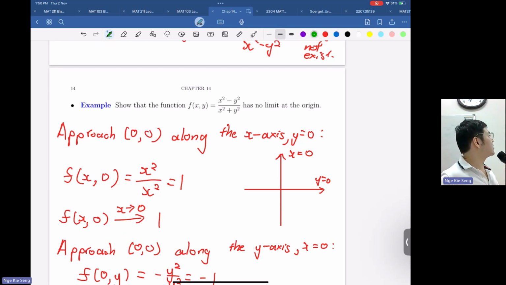So let's look here. If we approach from the x-axis, let's find where the x-axis is. The x-axis is here. If you approach the origin, then the f value is approaching 1. Actually, it's constant 1. This is what we found just now. f(x,0) is constant 1. On this x-axis, it is just 1.